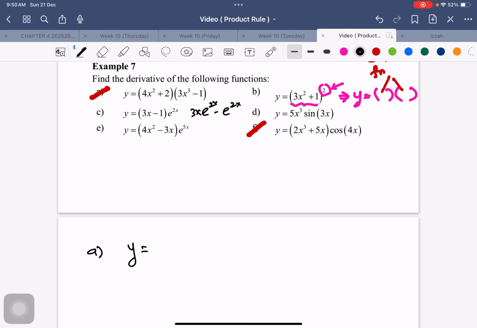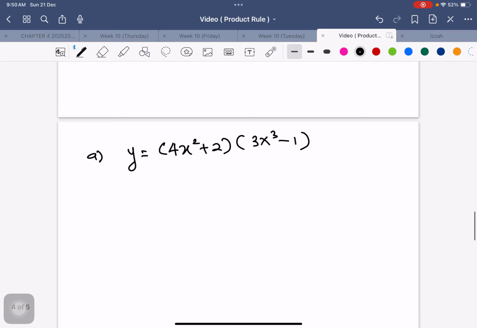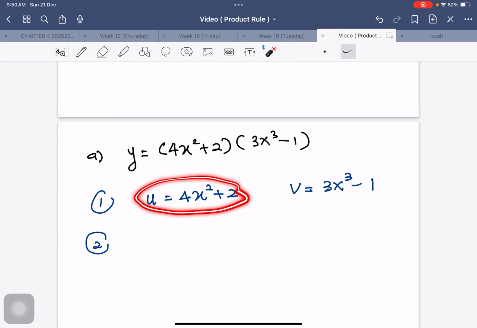A: y is equal to 4x squared plus 2 times 3x cubed minus 1. The first step is we have to find our u and v. So u is equal to 4x squared plus 2, v is equal to 3x cubed minus 1. The second step, what do we do? We differentiate this function and also this function.